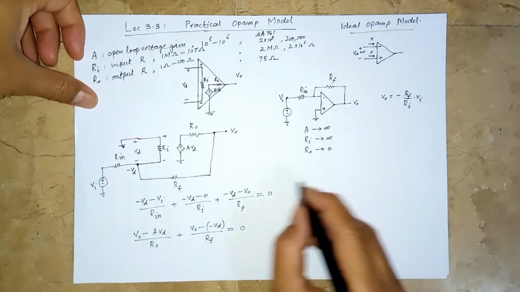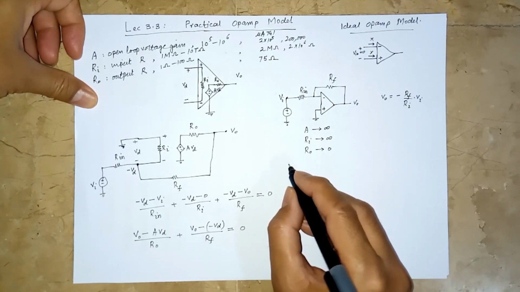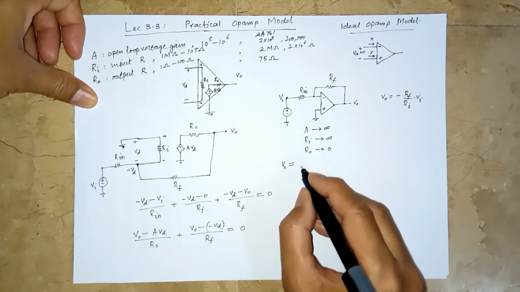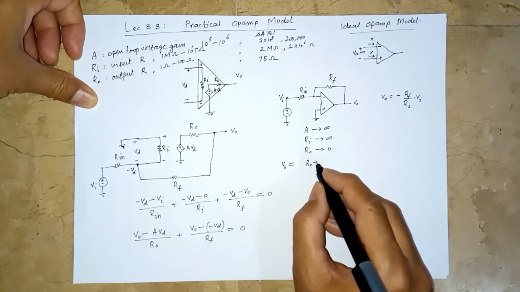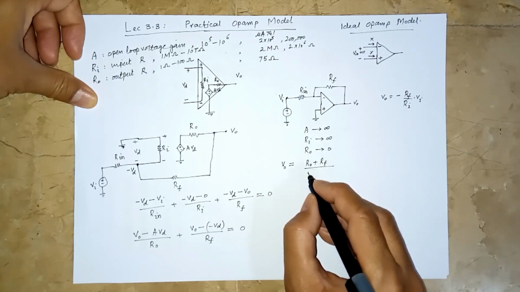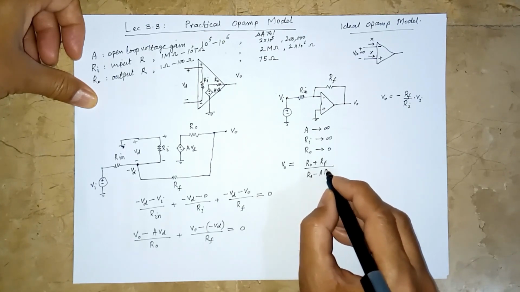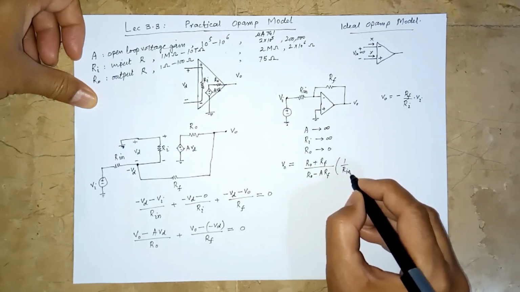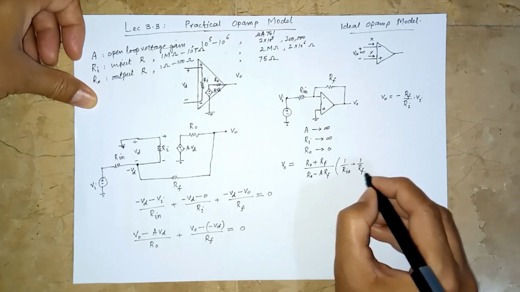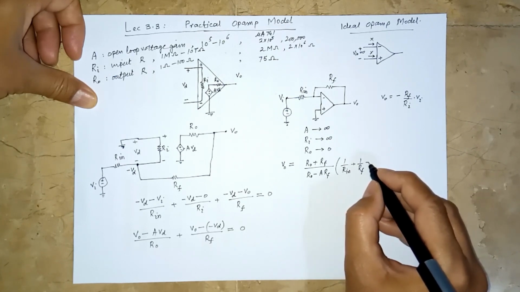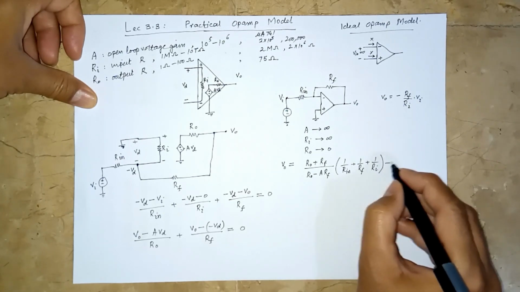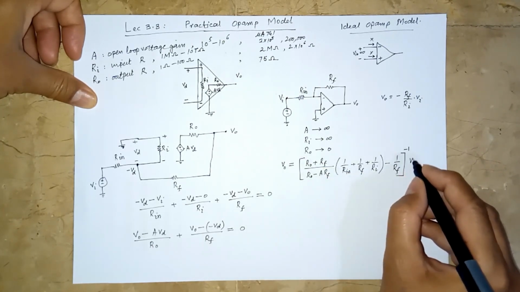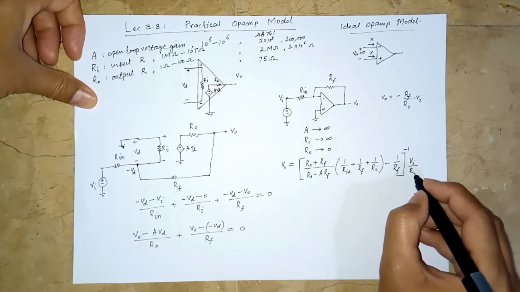If we solve this offline, I have solved this offline, and we can come up with the equation of VO to be equal to Ro plus Rf over Ro minus A Rf, times 1 over Rn plus 1 over Rf plus 1 over Ri minus 1 over Rf, whole inverse, into Vi over Rn.